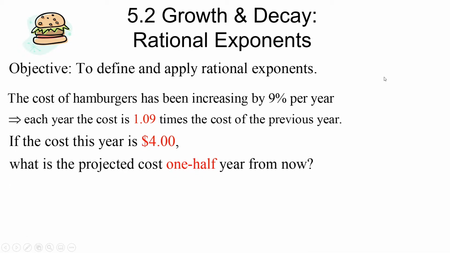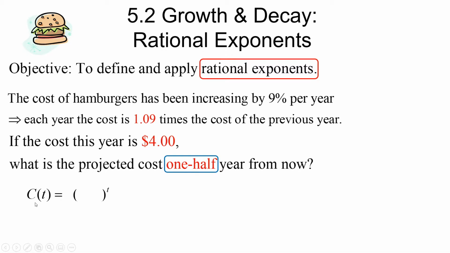So if the cost this year is $4, what is the projected cost 1/2 year from now? The 1/2 is the new stuff here. That's a rational exponent. So let's set up our growth model. C in terms of T will equal our initial cost, which is $4, times our growth factor, which is 1.09 to the T. And now all that remains is we put an input of 1/2 for T. So C of 1/2 will equal 4 times the growth factor, 1.09 to the 1/2 power. And again, you just carefully put that into your calculator.